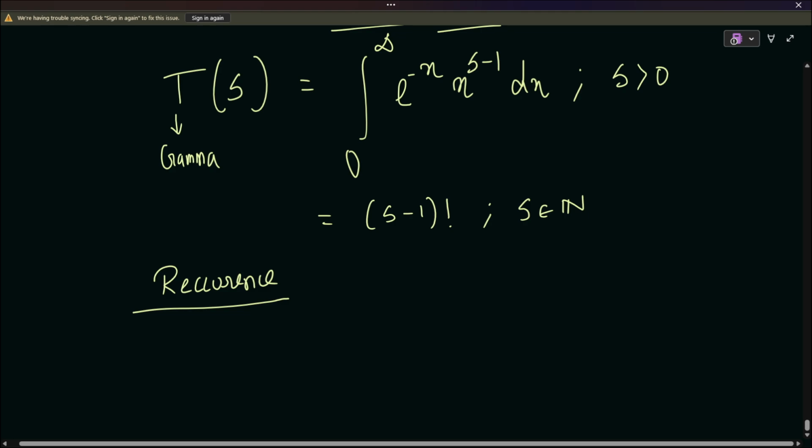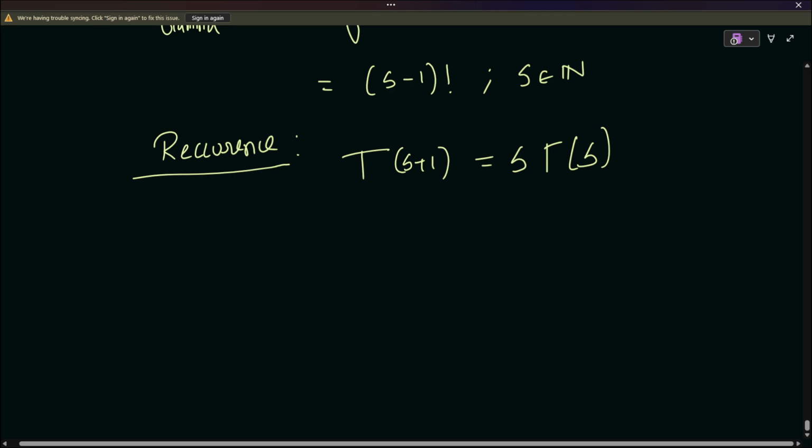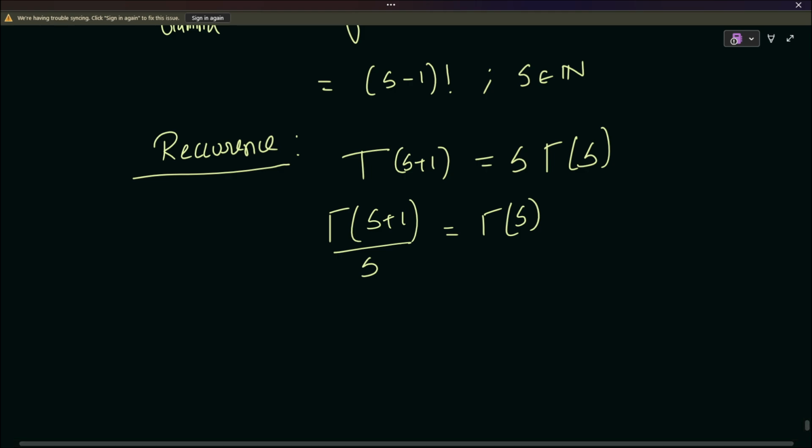The gamma function satisfies the relation gamma of s plus 1 is equal to s into gamma of s. Said in another representation, which is the much more famous one, gamma of s plus 1 divided by s is equal to gamma of s. And this allows us to do analytic continuation while working in complex analysis, something we should save for another video. But for this video, remember this recurrence relation because it is going to be important.